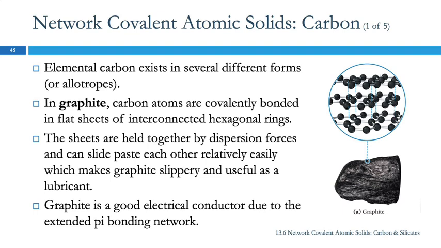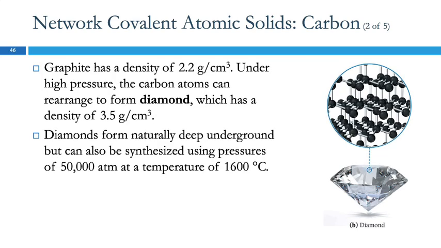Graphite is a good electrical conductor because we have an extended pi bonding network happening above and below the plane, and that's going back to molecular orbital theory. And you probably just want to say, yeah, I agree. Enough said.